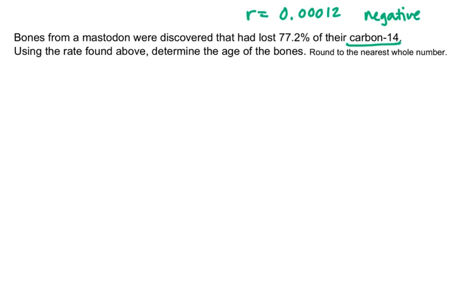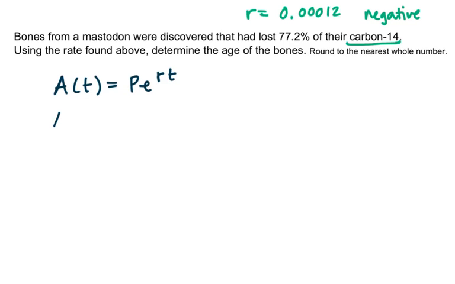Okay? So half-life, anything that is decaying in this sense, is continuously decaying, if you will. So we're going to use A of t equals P e to the rt. And if I take this formula and set it up with my rate, I have A of t equals P e to the negative 0.00012 t.